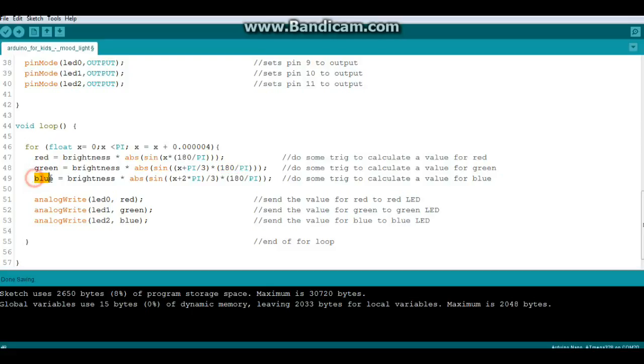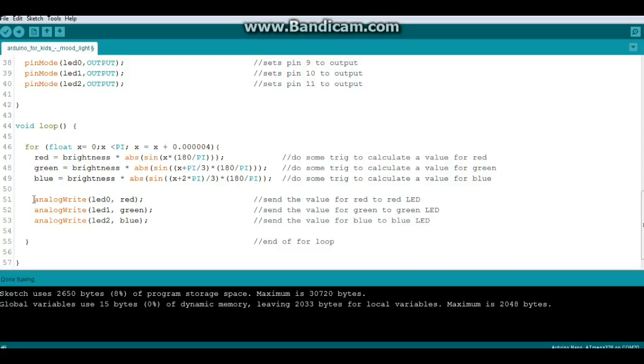And finally, blue equals brightness times the absolute value of the sine of x plus 2 times pi divided by 3 times 180 divided by pi. Why 180 divided by pi? Because pi is a reference to the diameter of a circle divided by its circumference, or something along those lines. So 180 is half of a circle. Trigonometry. Learn it. Live it. Look it up when you need it, because yeah, it's trig.